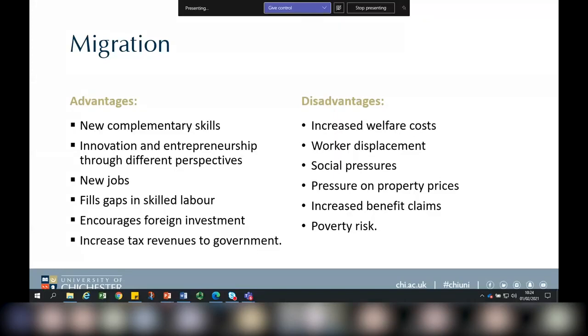It also encourages foreign investment. We've got a lot of Polish businesses in the UK as a result of Polish migrant workers coming over. It also provides increased tax revenues to the government. So there are quite a lot of advantages of having skilled migrant workers, particularly if in the UK we're not having as many children and we're going to find that we have gaps where we don't have enough population to fill the jobs that businesses require.